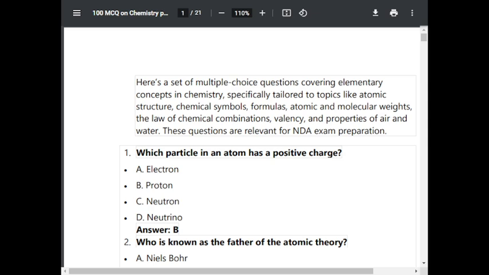Which particle in an atom has a positive charge? Option A electron, option B proton, option C neutron, option D neutrino. The correct option is B. Proton has positive charge, electron has negative charge, neutron has no charge.